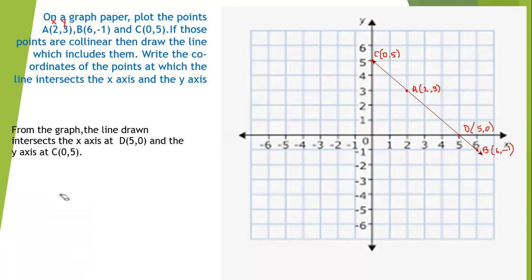So you have to draw the graph also. First you have to plot the points, and after plotting the points, you have to see whether the points are collinear. And if they are collinear, then draw the line. And after drawing the line, you have to see at which points the line touches the x-axis and y-axis, and write the coordinates of those points. Okay, it will intersect the y-axis and the x-axis. Just go through the sum.